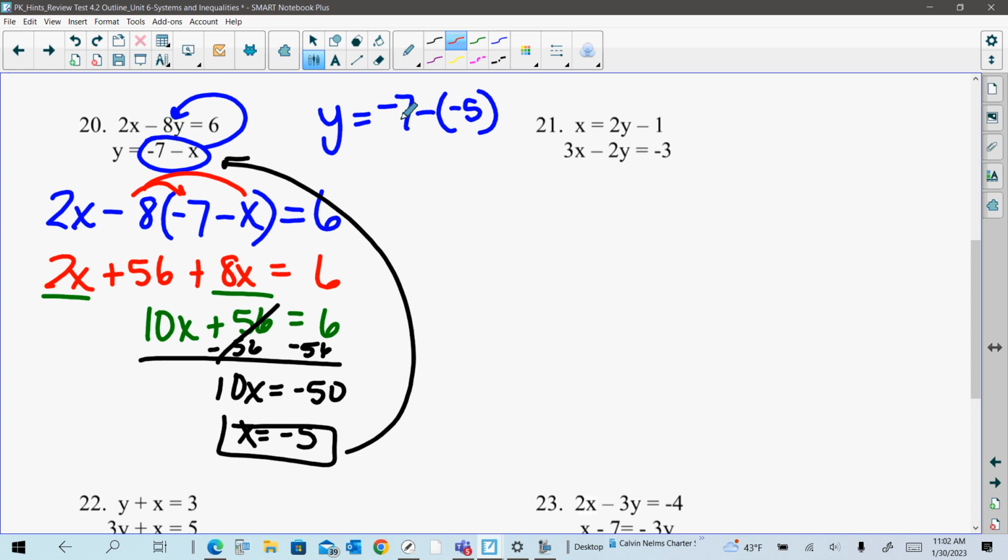So we have a keep, change. So y equals negative 2. Good job.